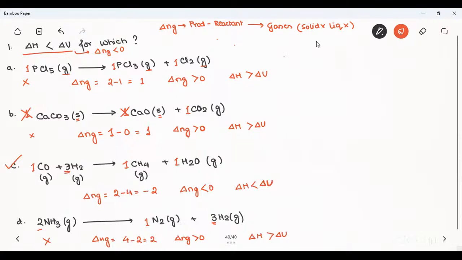Check what they have asked you. If they have asked in which of the cases delta H is greater than delta U, you will do the reverse. Okay. So is this part clear for everyone?